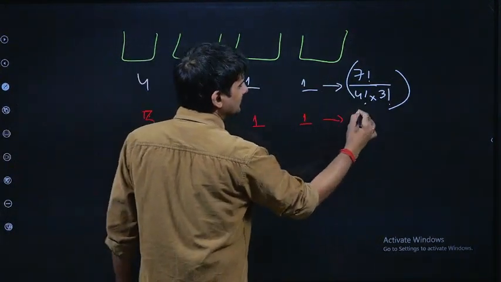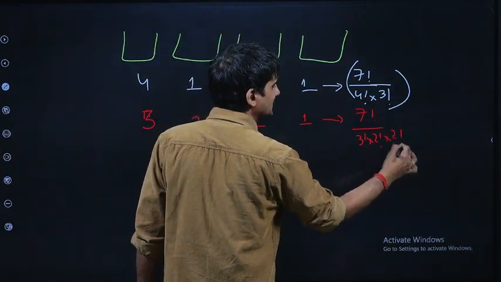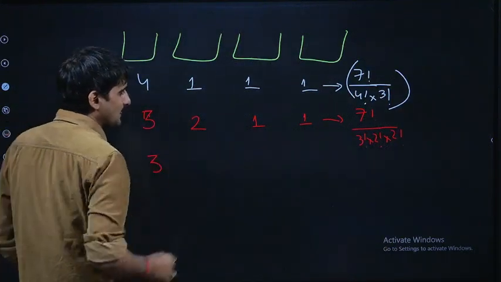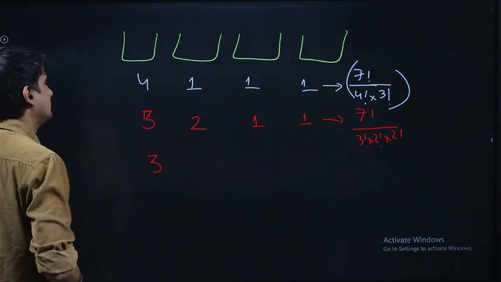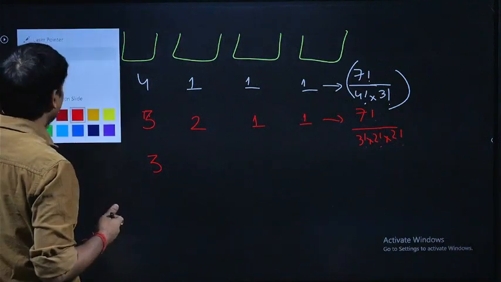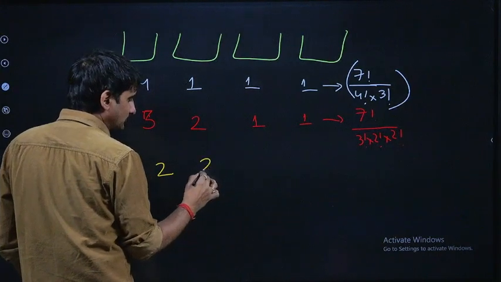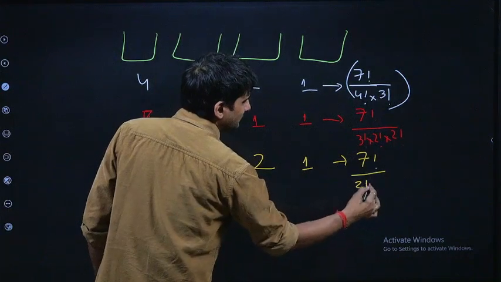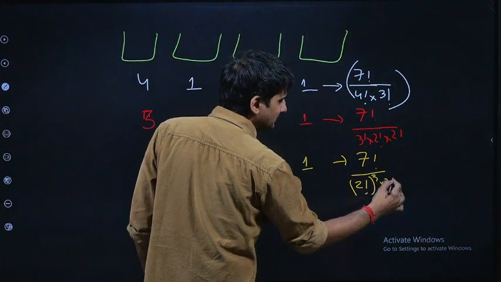That's one case. So 7 factorial by 3 factorial into 2 factorial, and 2 identical size, one object each. So for that, 2 factorial. Then 3, is there any other possibility? 3 1 1 not possible, 4 1 1 1 done. So let's start with 2 then. 2 2 2 1. So 7 factorial by 2 factorial cube, and then 3 identical, so into 3 factorial.